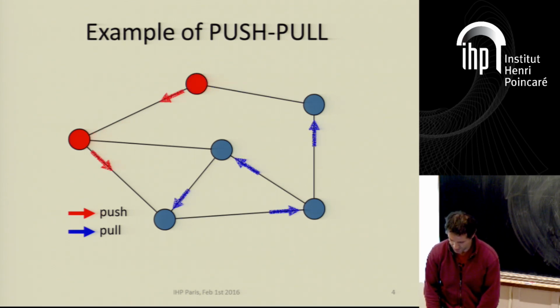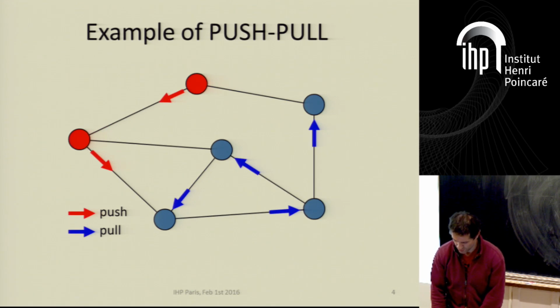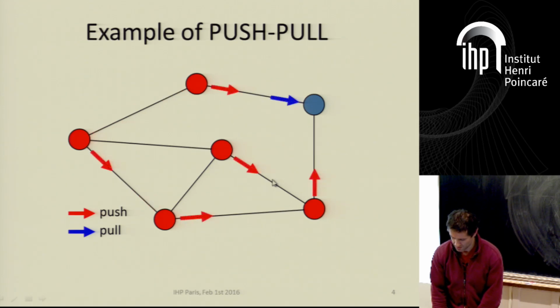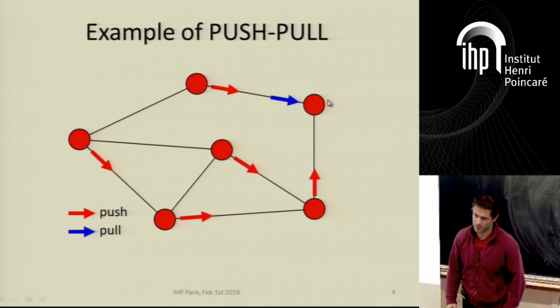So this is after the first round. In the second round, again just one node gets informed because of push. Then we have two successful pulls in the next round, so these two nodes get informed. And then in this round, it happens that these two nodes choose to push the rumor to the same node, and that node gets informed.